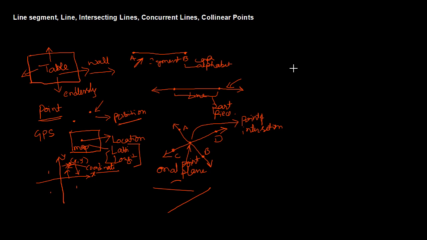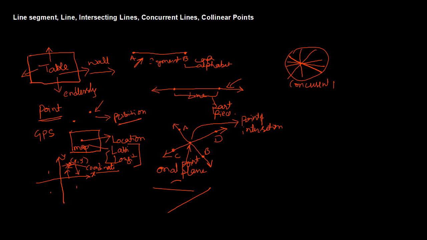Three or more lines intersecting at one point. Why did I say three or more lines? If I take two lines, these are intersecting lines. So I need a third line. Two we already know are intersecting lines. Three or more lines. These are all called concurrent lines.